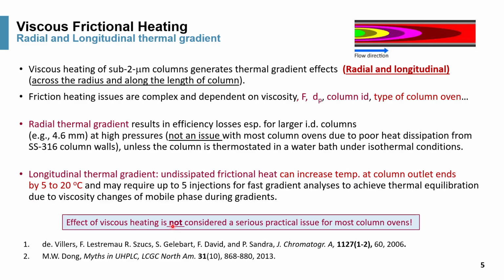So the effect of viscous heating is really not considered to be a serious practical issue for most column ovens. And the longitudinal thermal gradient could be a problem if in a very complex chromatogram there are some selectivity changes with different temperature. But in general, it does not cause any co-elution in most cases. 2 references are shown here, 1 and 2.